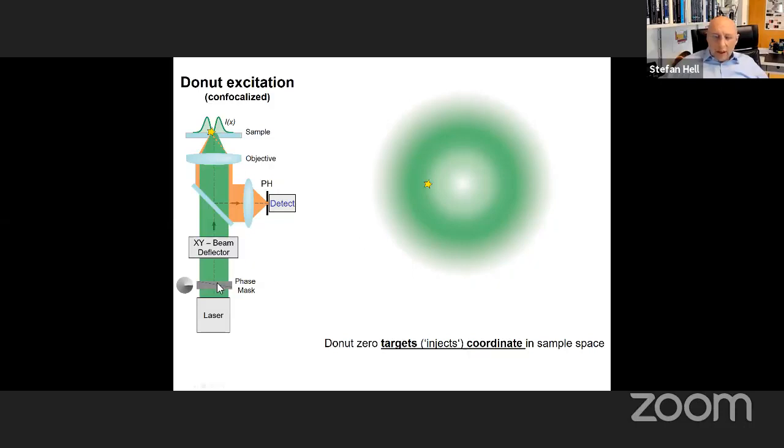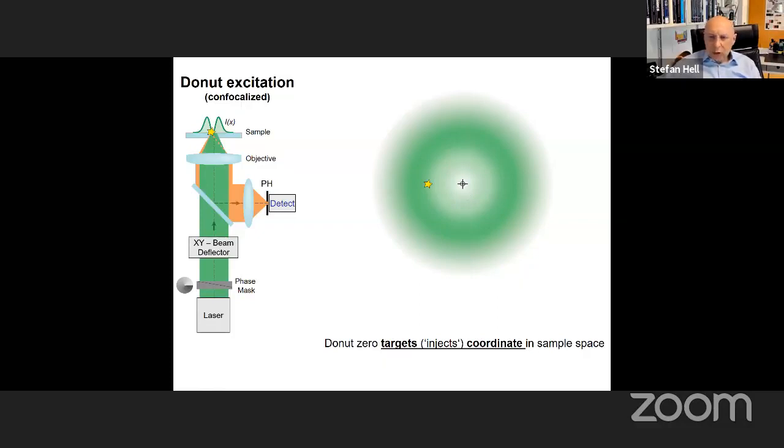So in MINFLUX, we do not have a typical, say, epifluorescence illumination. And that's one difference, but the major difference is that we usually illuminate with a light pattern, a focal intensity pattern, that has a zero. So a donut is the simplest case of a structured beam that has a zero. And the donut has a very fundamental advantage. This fundamental advantage is that it determines a coordinate in sample space. As you can see here, you can target a coordinate in sample space because the position where the donut is zero is a very, very defined position.